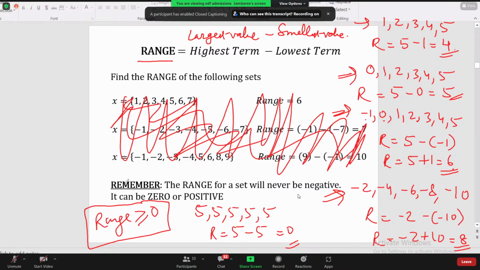So guys, are we all clear on the concept of range? Note down this idea, then we'll move on.